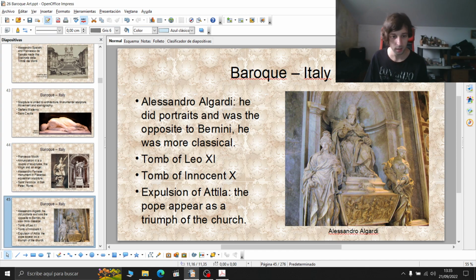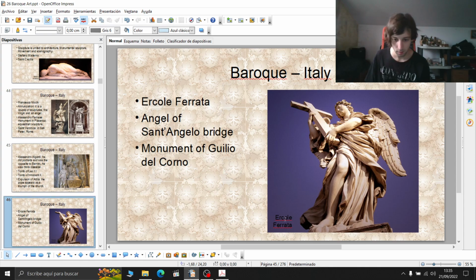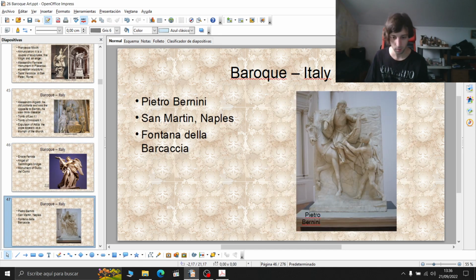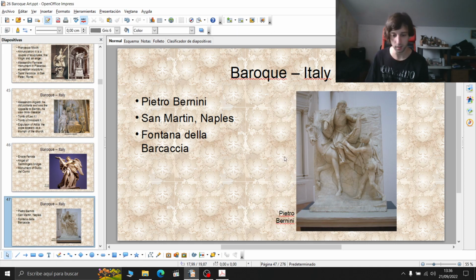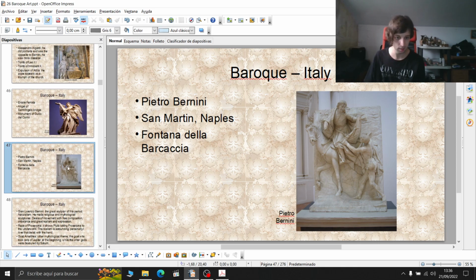Alessandro Algardi did portraits and was the opposite of Bernini. He was more classical. Tomb of Leo XI, Tomb of Innocent X, Expulsion of Attila, where the Pope appears as a triumph of the church. Ercole Ferrata, Angel of St. Angelo Bridge, and Monument of Giulio del Corno. Pietro Bernini, the father of Bernini, San Martin, Naples, and Fontana della Barcaccia.